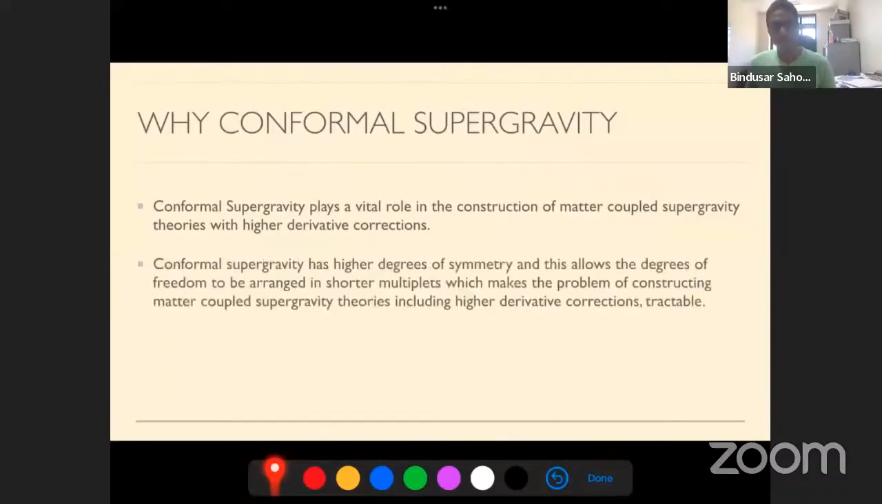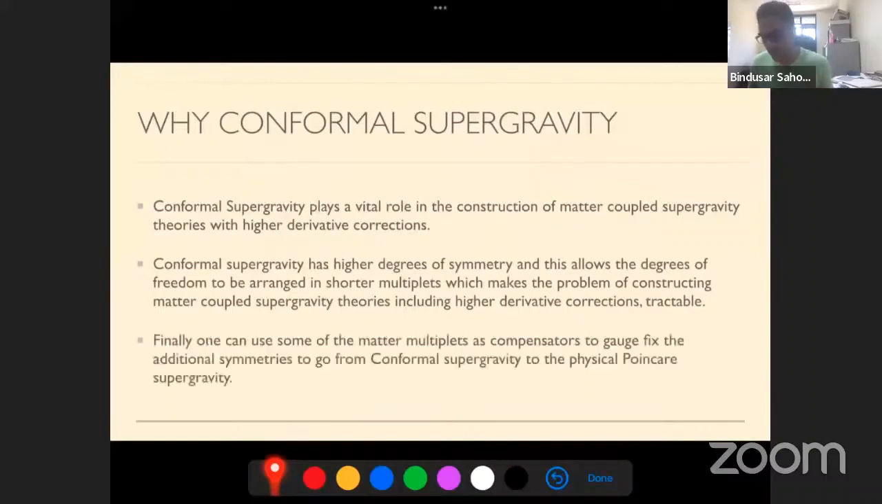Okay, and why is that? Essentially, conformal supergravity has more symmetries, and this high degree of symmetry allows the degrees of freedom to be arranged in shorter multiplets, and this makes the problem of constructing matter coupled supergravity theories, including higher derivative corrections, quite tractable.